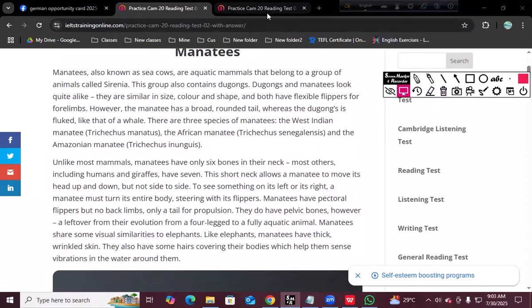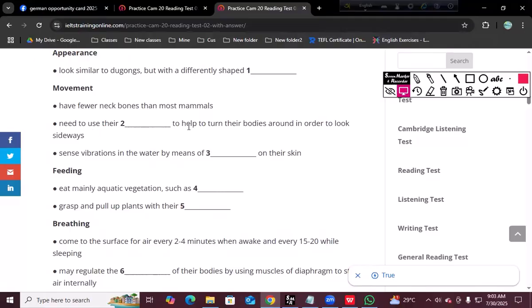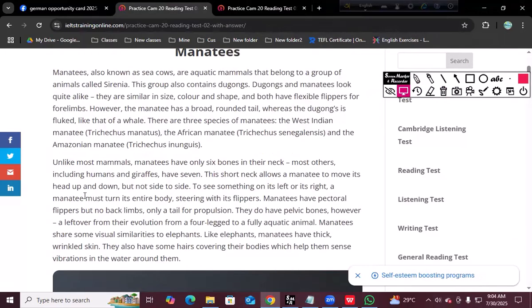What the question says? Need to use the dash to help turn their body around, not head. They say it, but not side to side. To see something on its left and right, that means around, a manatee must turn its entire body, steering with its flippers. Okay, we have got the answer, hopefully.